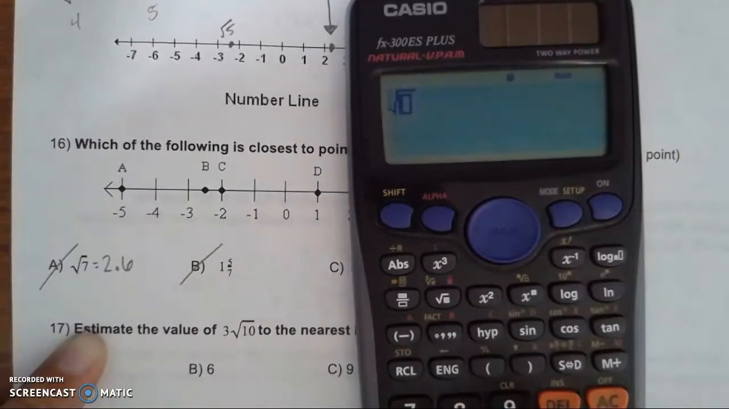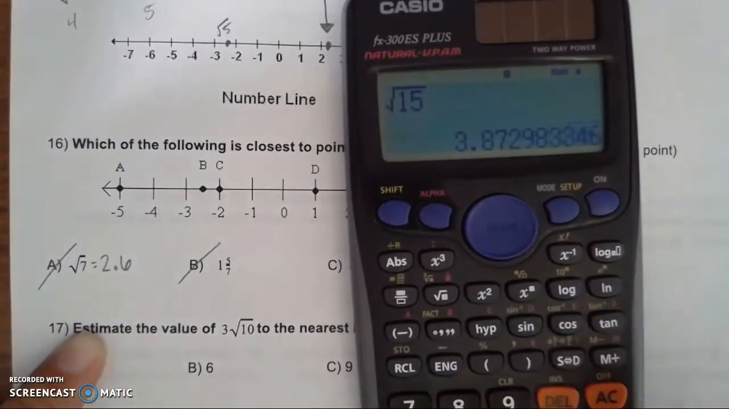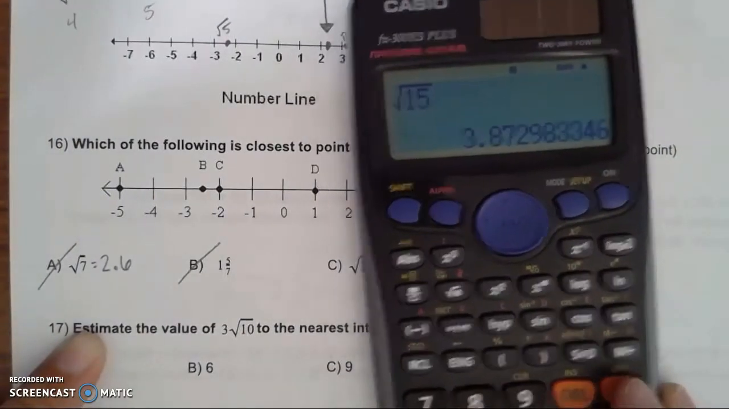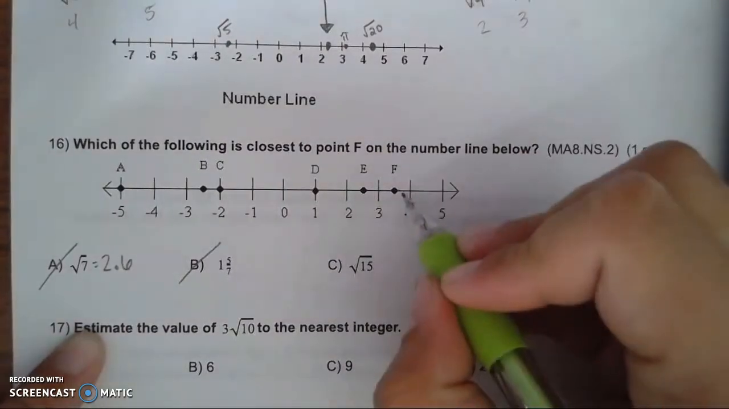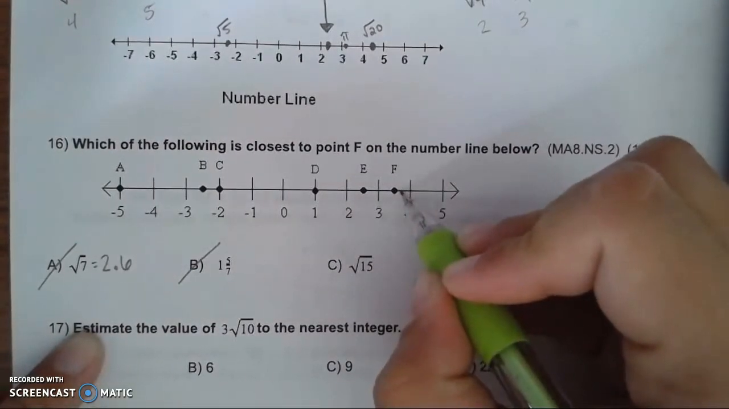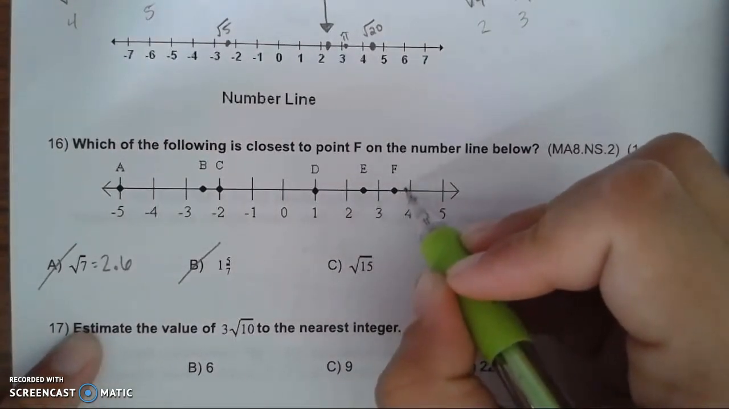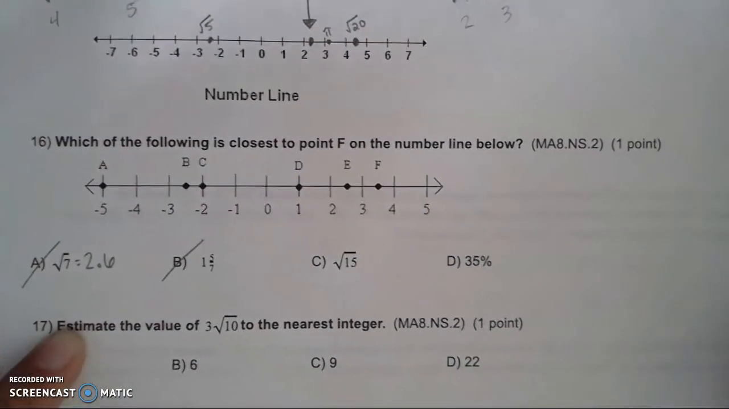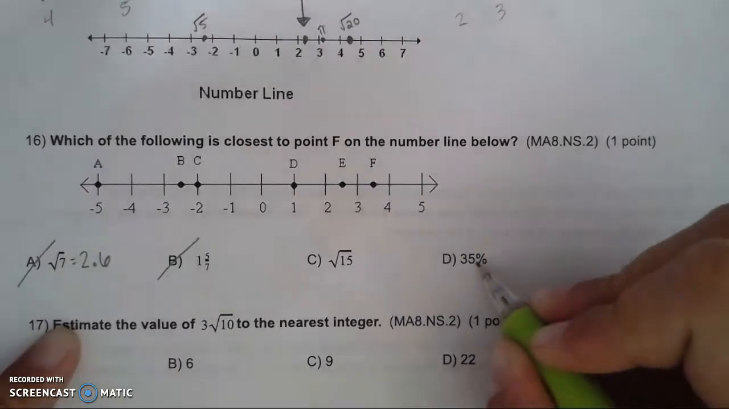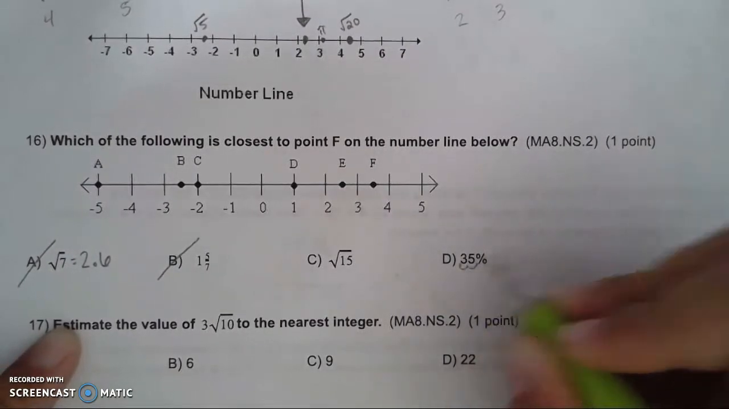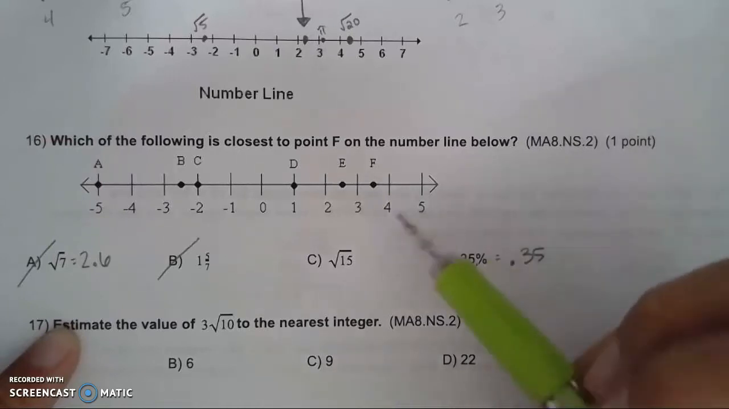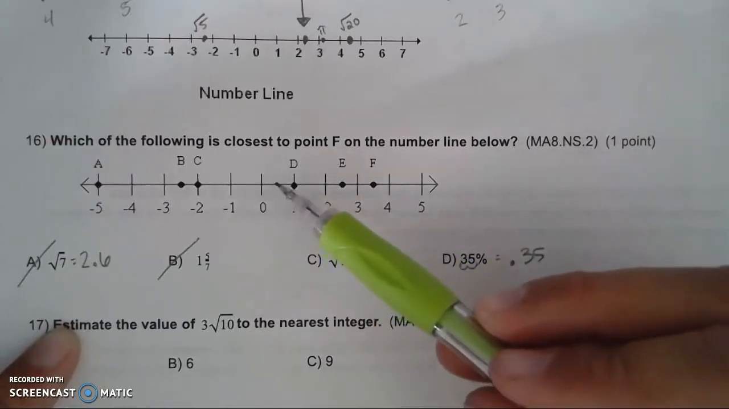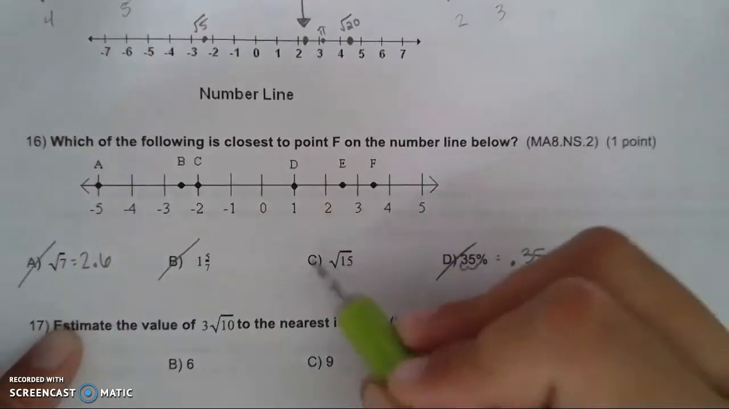Square root of 15, if I were to plug it in my calculator, I get 3.87, which is close to F, so right now C is looking pretty promising, but let's just double check the last one. Next one's 35%. Remember to change this to a decimal, you can just move it 2 times to the left. So 35% is the same thing as 0.35, which would be all the way over here. So my answer should be C.